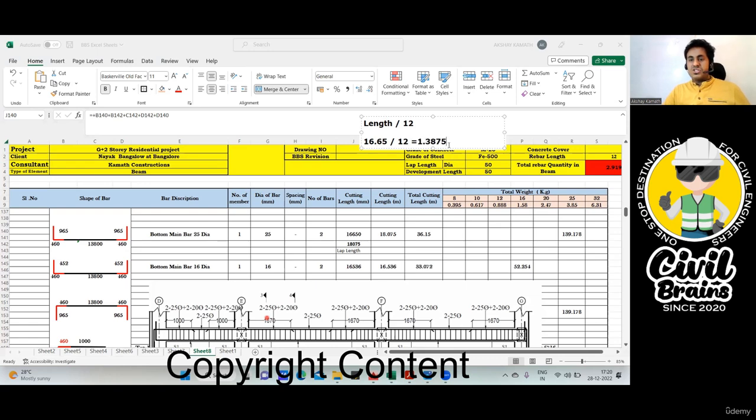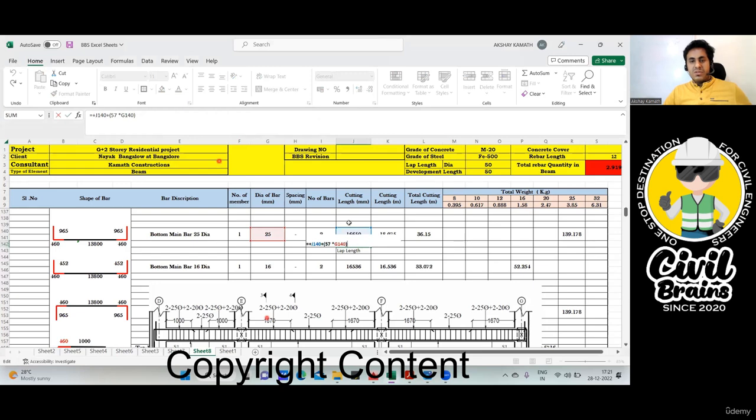I'm just concerned with the first digit before the decimal point. Before the decimal point, the answer is 1. That means only one lap I am concerned with. So I need to add one lap length. So I'll add one lap length here. I added it here. This is the answer I got, which is greater than 12 meters. So I added lap length.